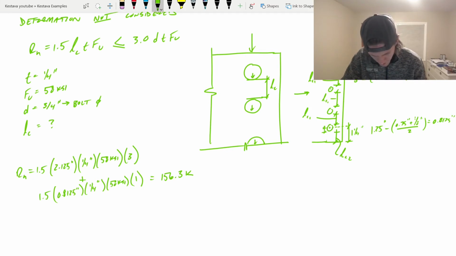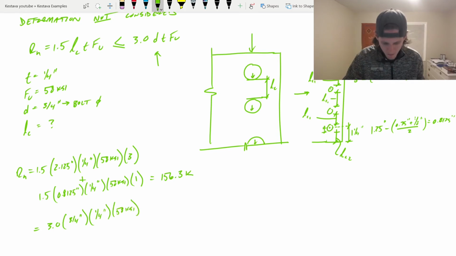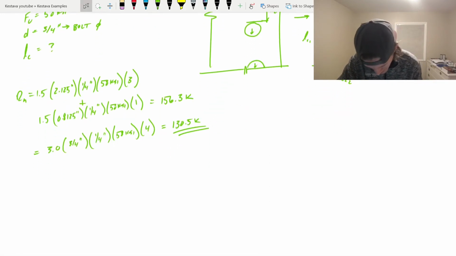But we need to compare that to this up above. So up above, it's going to equal 3.0 times 3/4 of an inch, the bolt, times thickness, 3/4, times 58 KSI. And this is just bearing for the bolt, whereas the other one was tear out. So for bearing, you have 4 bolts that are doing equal bearing in this case. That is going to equal 130.5 kips. So this is our controlling case, the bearing. And then we've got to slap on our phi for our final capacity.